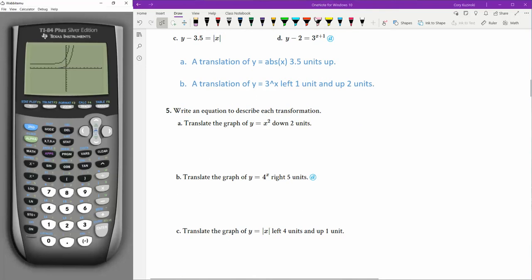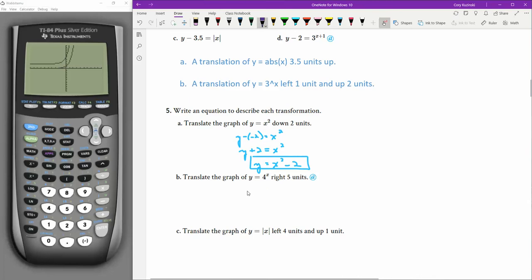Write an equation to describe each transformation. Translate the graph of y equals x squared 2 units down. So I just need to replace y with y minus negative 2, which is y plus 2, which when I subtract 2 from both sides would be x squared minus 2. So there's my new function. You can graph the original, graph mine. You'll see that the blue one is 2 units lower than that one.